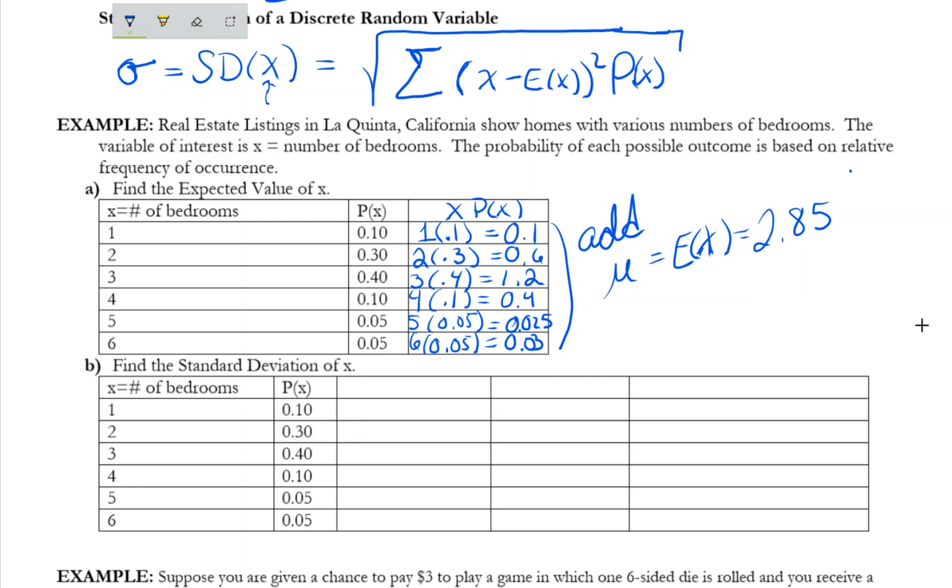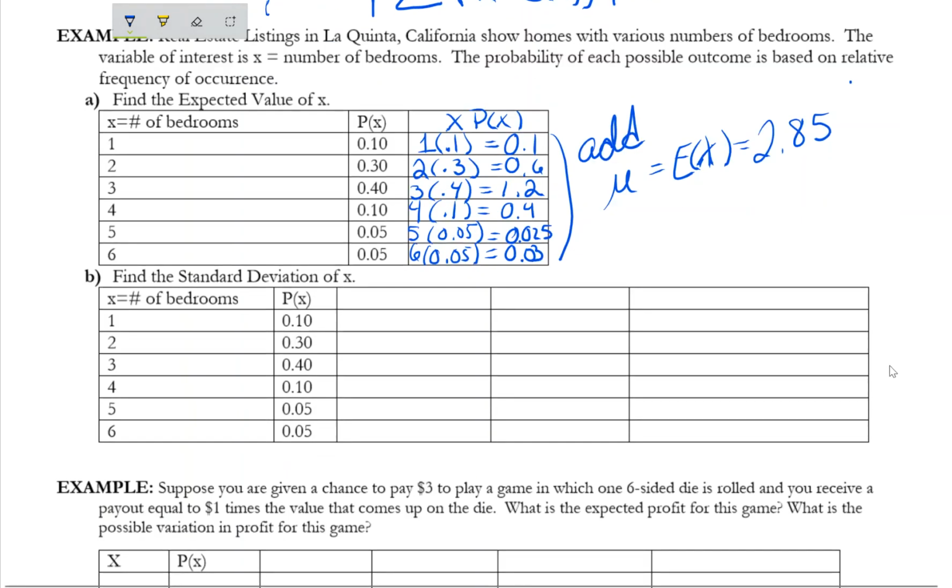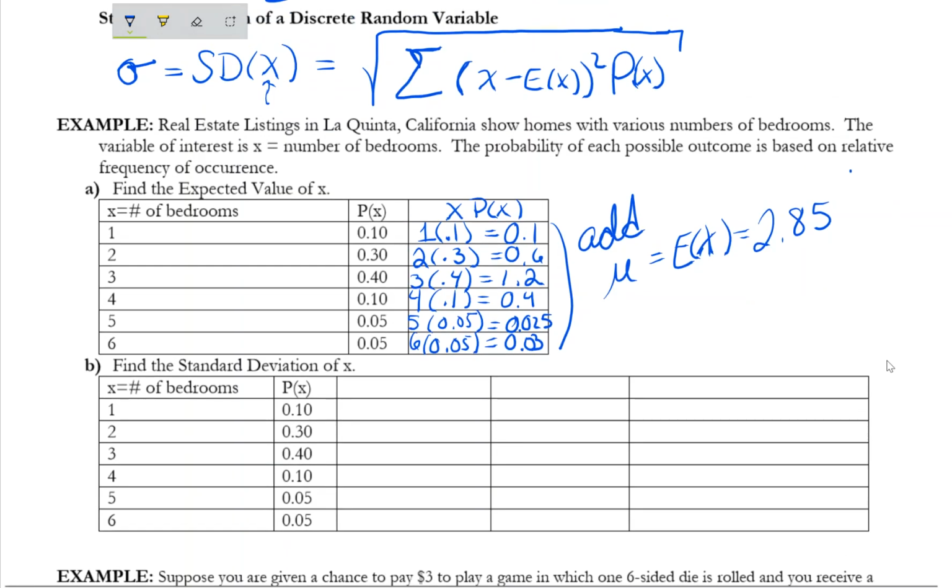Okay, so to do the next part, there's actually quite a bit I have to do. Looking back at the standard deviation formula, I'm going to work from the inside out. I'm going to subtract the mean from every x, then square it, then multiply by the probability of x, then add them all up. There's a lot that's going to happen. The first thing I need to do is some subtraction. I'm going to do x minus the expected value of x, which I just calculated, 2.85. So I'm going to do 1 minus 2.85.